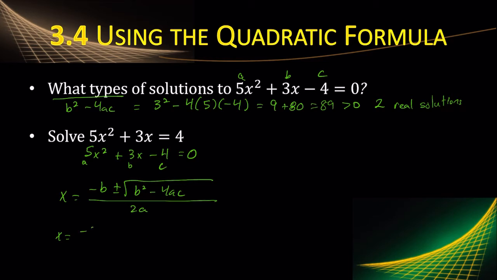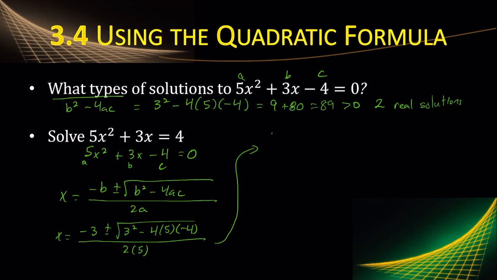So b is 3, a is 5, c is negative 4, a is 5. Need space, I'll write it over here. That'd be negative 3 plus and minus the square root of 89 over 10.